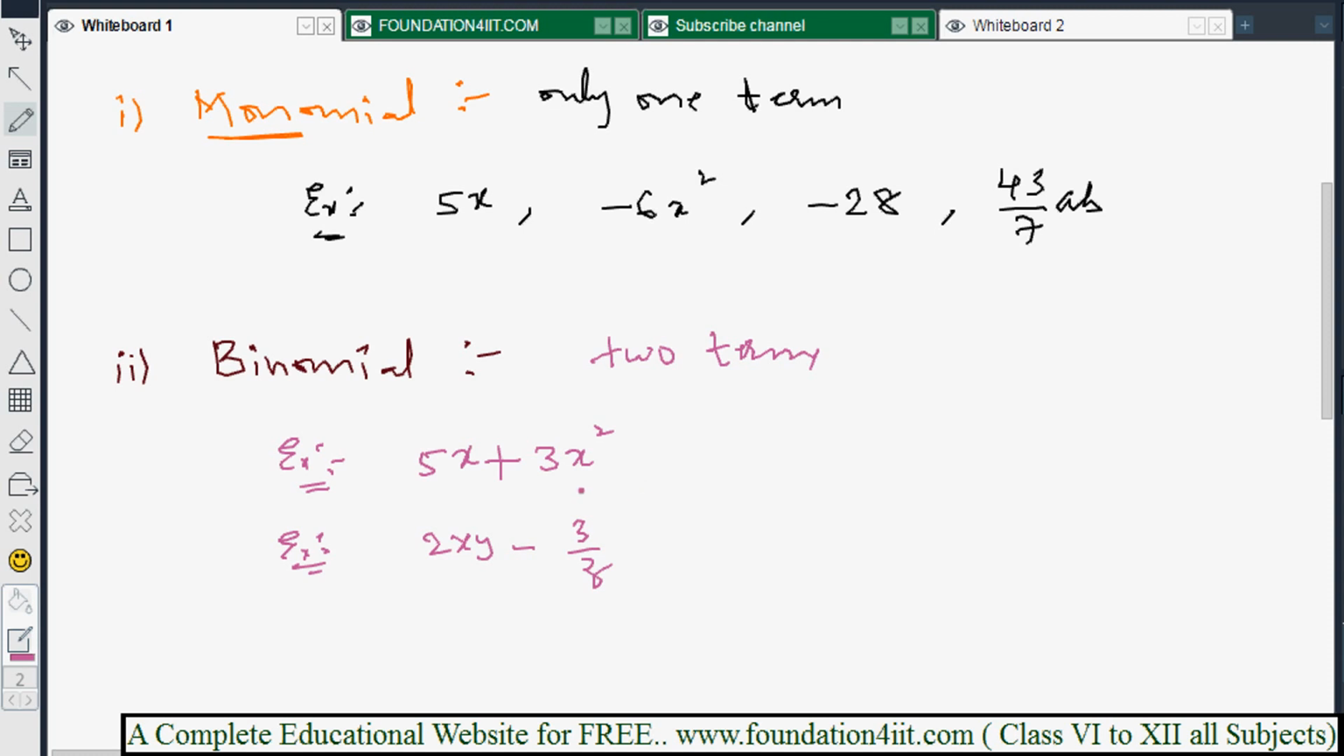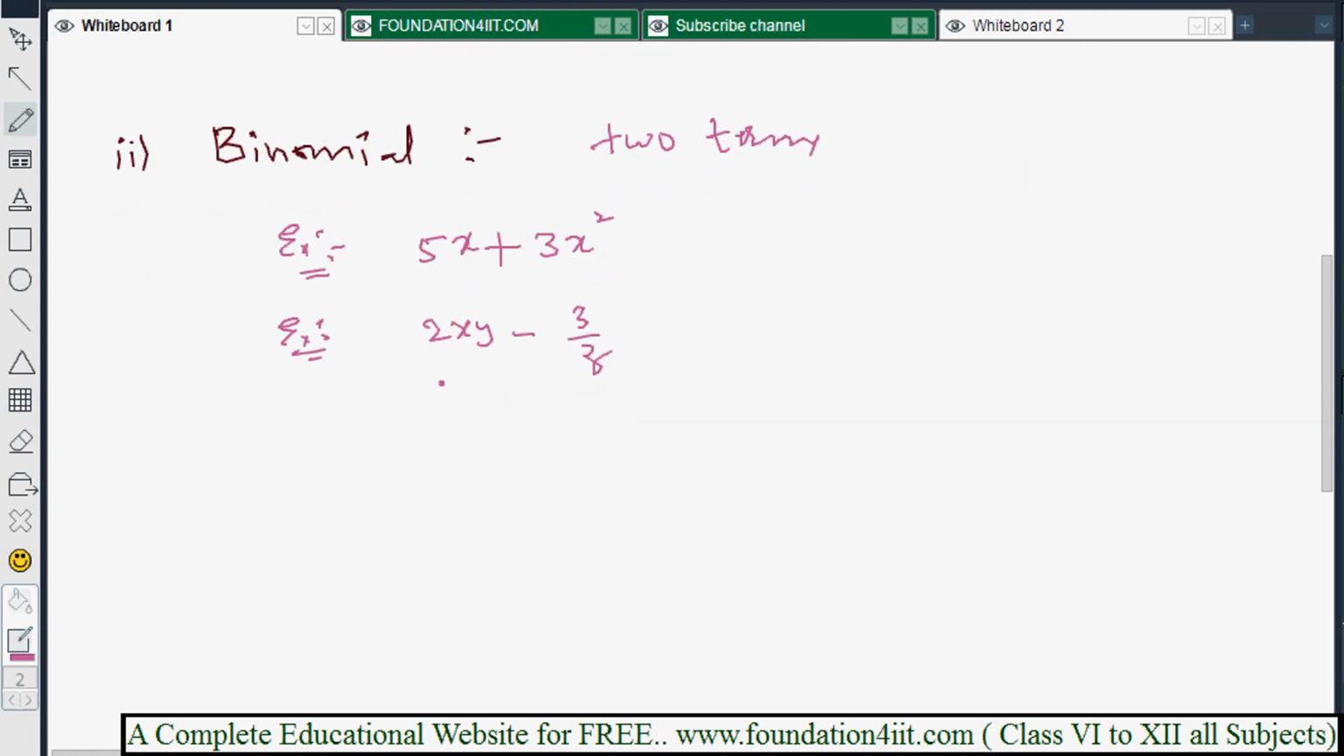And there should be different terms, the variables may be the same or different. So 5x and 3x square, 2xy minus 3 by z, these are all binomials. If I take x plus y plus z, this is not a binomial because 3 terms are there. Only an algebraic expression containing two terms is called a binomial.